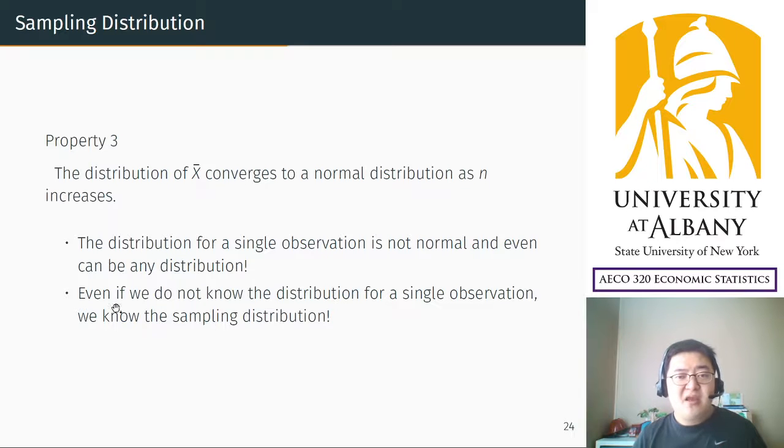That means even if you don't know the distribution of a single dice, you know the result. Even if you don't know how the dice looks like, you can still predict the distribution of their averages. So no matter what the dice looks like, if you throw 25 dice, the distribution of their average is going to be a normal distribution. That's the power of this property.